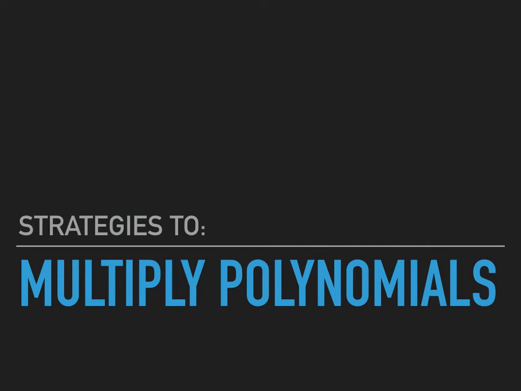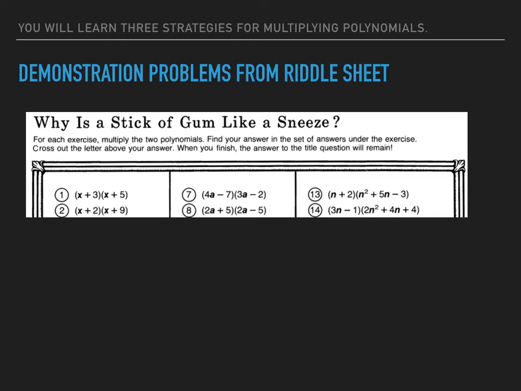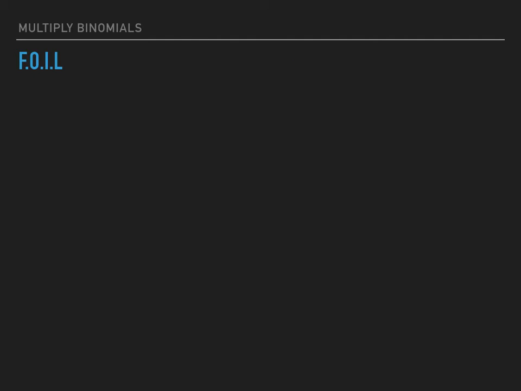In this video, we're going to be multiplying polynomials using 3 different strategies. We'll be using some examples from your class worksheet today, the Riddle Sheet, Why is a stick of gum like a sneeze? And the first strategy we'll be using is called FOIL.